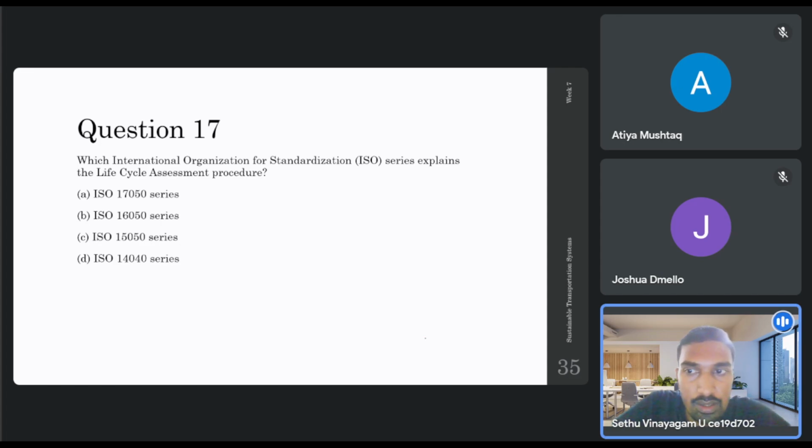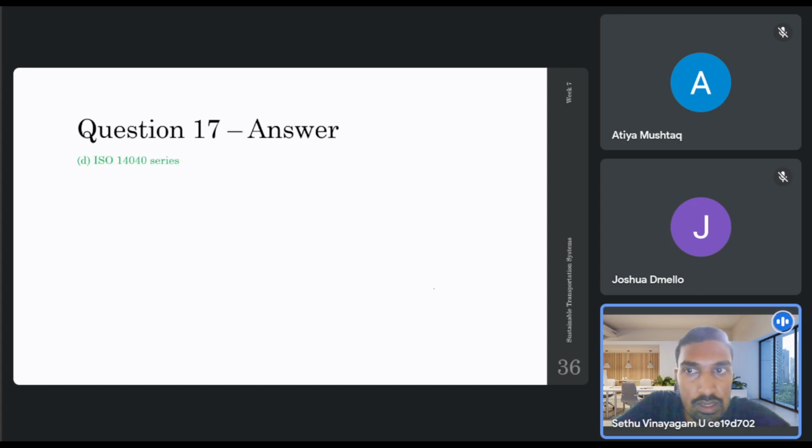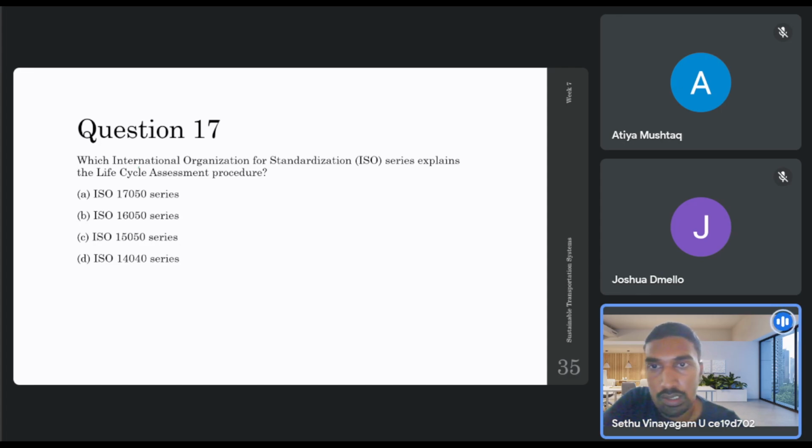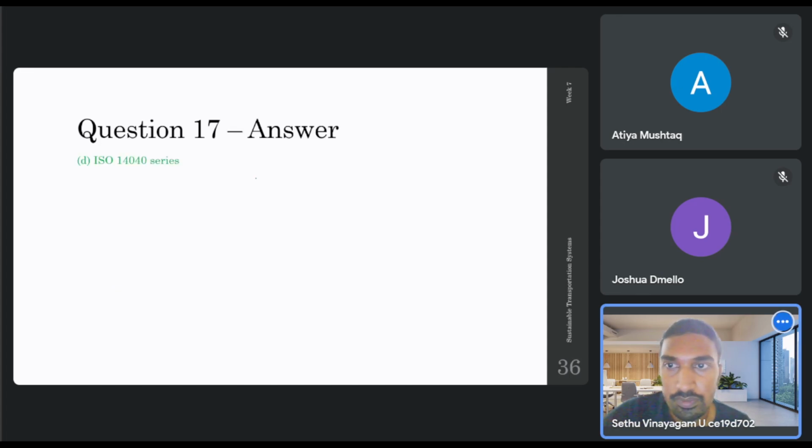Okay, so the right option is option D. It is 14040 series, right? So we already looked at what are the different standards concerned with this LCA procedure. We had 14040 up to 14043 for the different stages, whereas 14040 talks about the LCA procedure in a broader sense, giving the overall picture instead of focusing on any one particular stage. So therefore, out of these, 14040 is the one that's concerned about the LCA procedure.